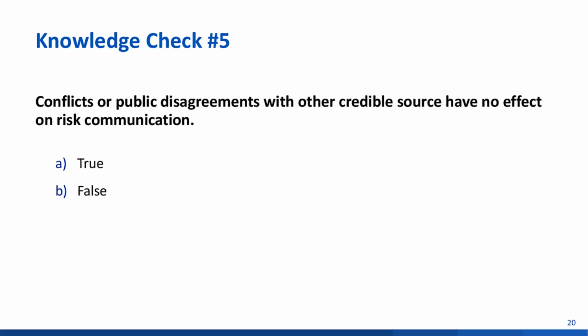Knowledge check 5. Conflicts or public disagreements with other credible sources have no effect on risk communication. A. True. B. False. Let's take about 5 seconds for you to answer. The answer is B. False. Conflicts or public disagreements can confuse your audience and impact the way you communicate. Whenever possible, you should work closely with trusted sources identified by the community so you avoid public disagreements.